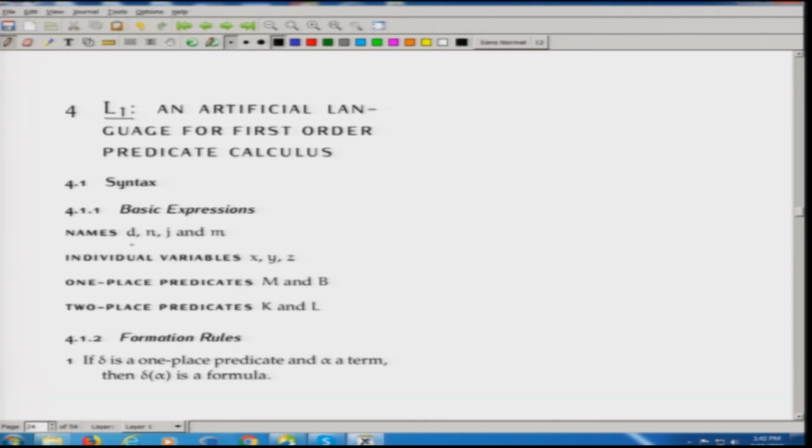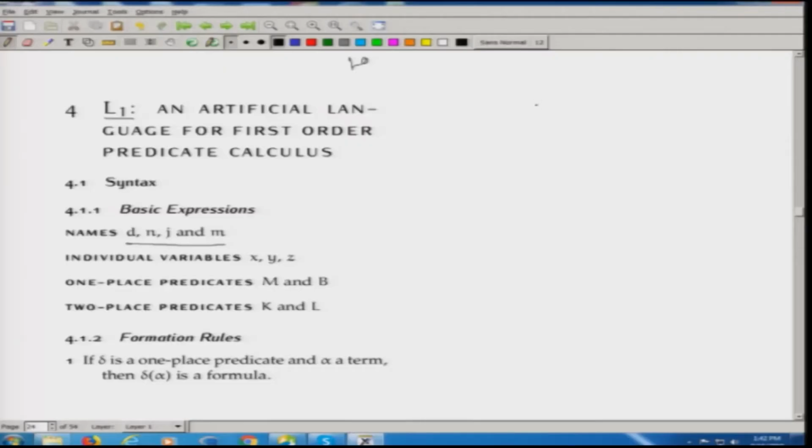So there are four names like in L0. They are D, N, J, and M. Additionally, we have individual variables that can take only individuals. That is the reason this is first order semantics, first order logic. Why? Because in this semantics, a variable like x or y can only take names, that is, they can only take objects. They cannot take predicates.